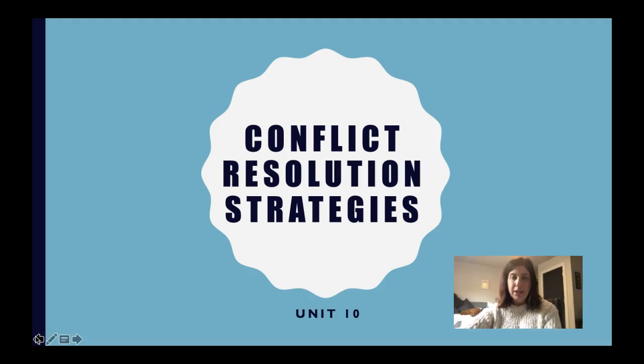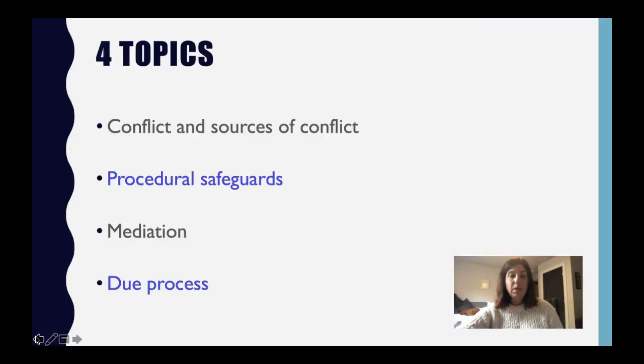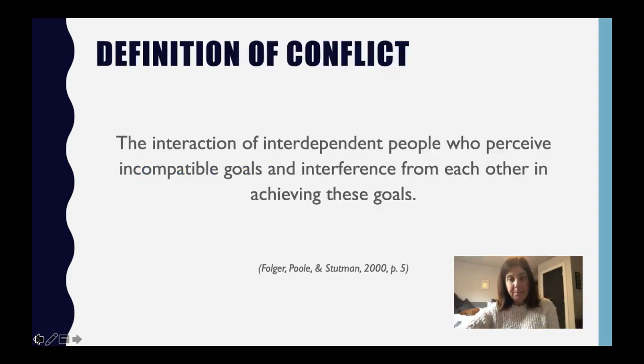This week, we're going to be talking about conflict resolution strategies. Last week, we talked about some things that you could do to prevent conflict, like facilitated IEPs, bringing in advocates. This week we're going to be talking about how to resolve conflict if you can't use any of those prevention strategies. So the four topics we'll be discussing are conflict and sources of conflict. We'll do a review of procedural safeguards, and then we'll talk about mediation and due process.